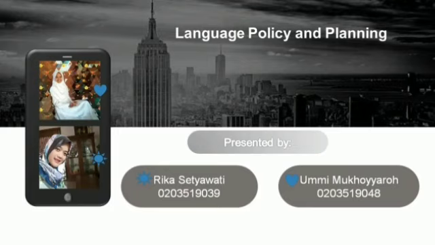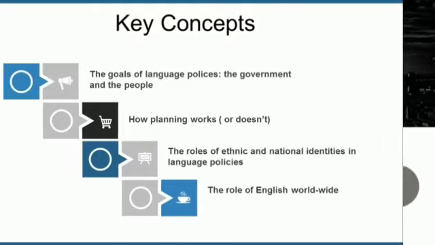My name is Ummi Mukhoyyaroh and my partner is Rika Setyawati. Here we are going to present our material in Sociolinguistics. It is about language policy and planning.